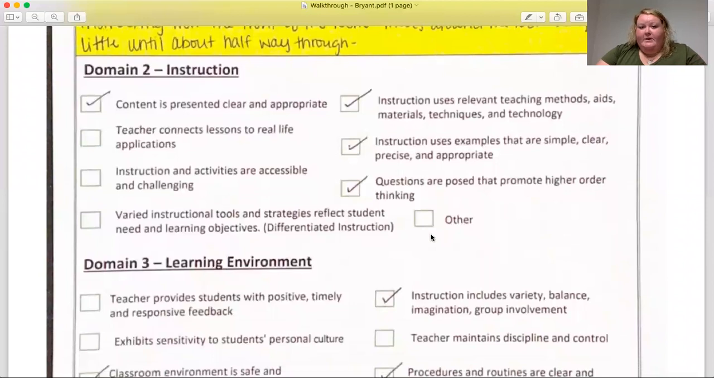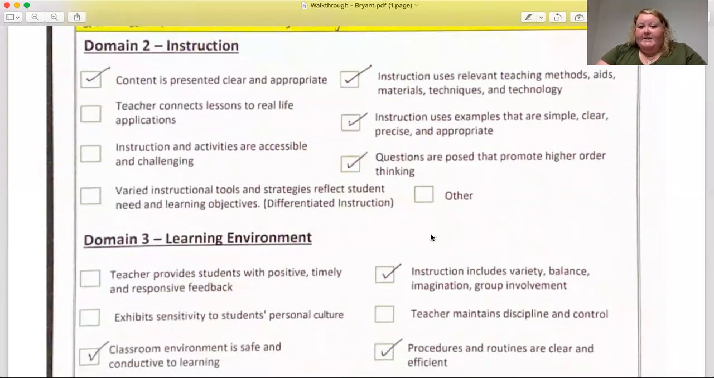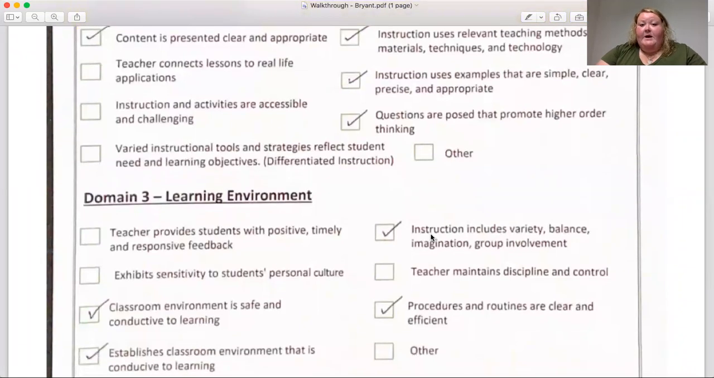Okay, it used relevant teaching methods, aids, materials. You were doing an experiment. You had them with their computers. So you did use relevant materials. Again, it was clear, precise. It was very simple. You gave them instruction by instruction. And so it was very simple and clear. And then you did ask them higher level questions. So you did ask them what they thought or what color the light had turned or what was happening or what they thought was happening. So it actually made them process their own thoughts. And so that's why I put higher level of thinking.